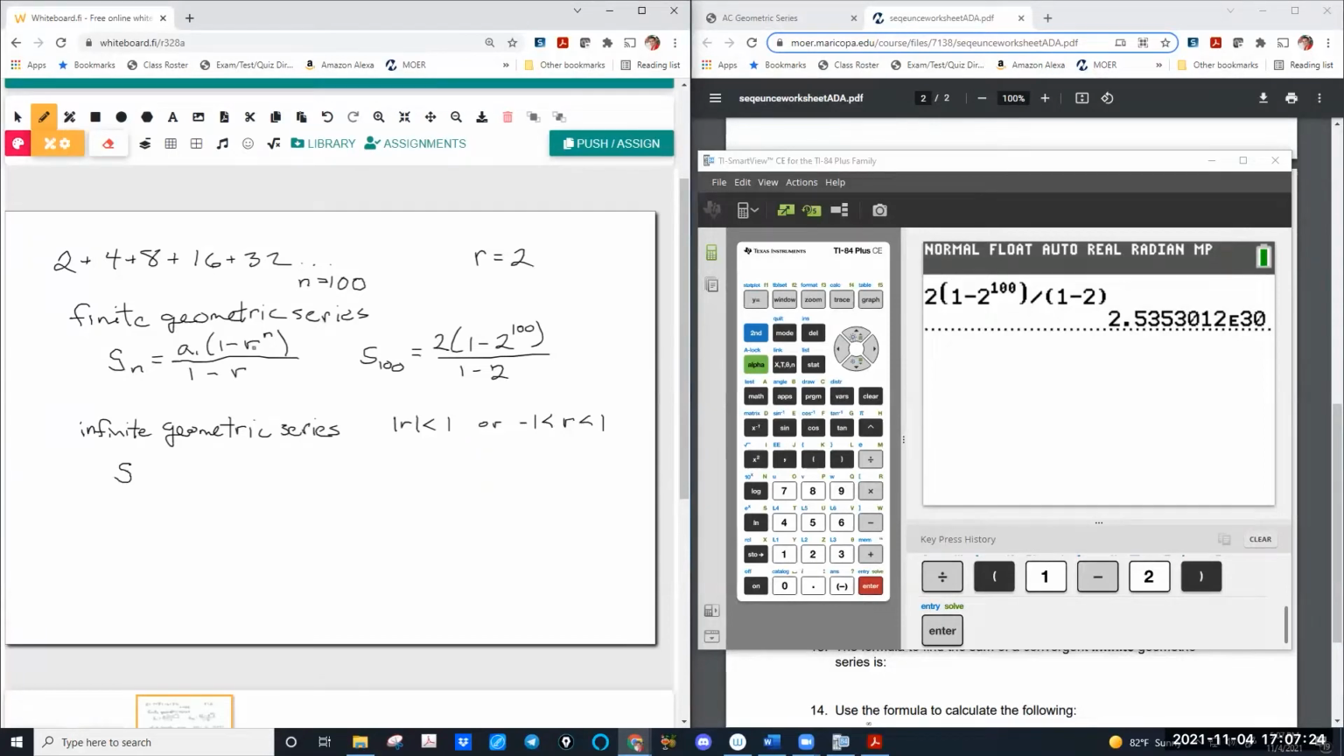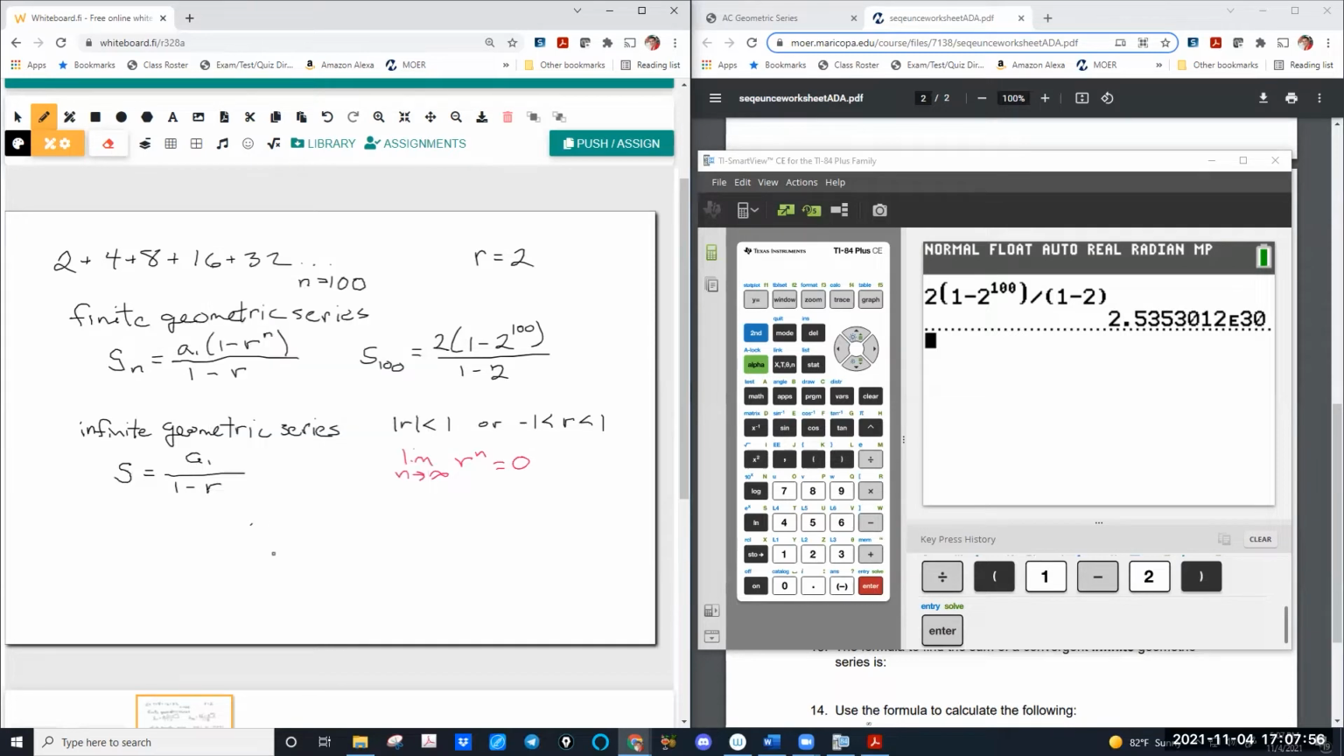If r is less than 1, well, then the limit as n goes to infinity of r to the n equals 0. So basically, this part here becomes 0, and that turns the finite formula into the infinite formula. Well, if that's 0, this is just 1 minus 0, so the top is literally just the first term over 1 minus r.